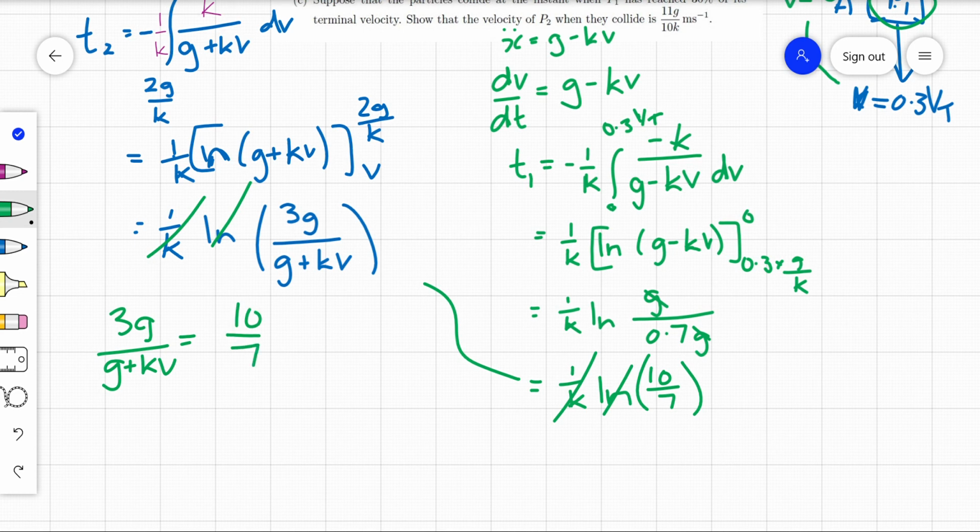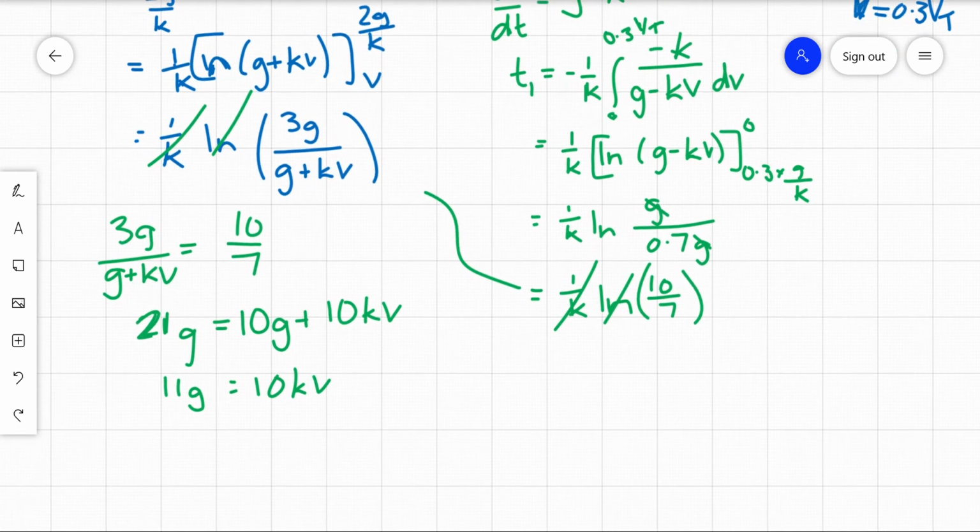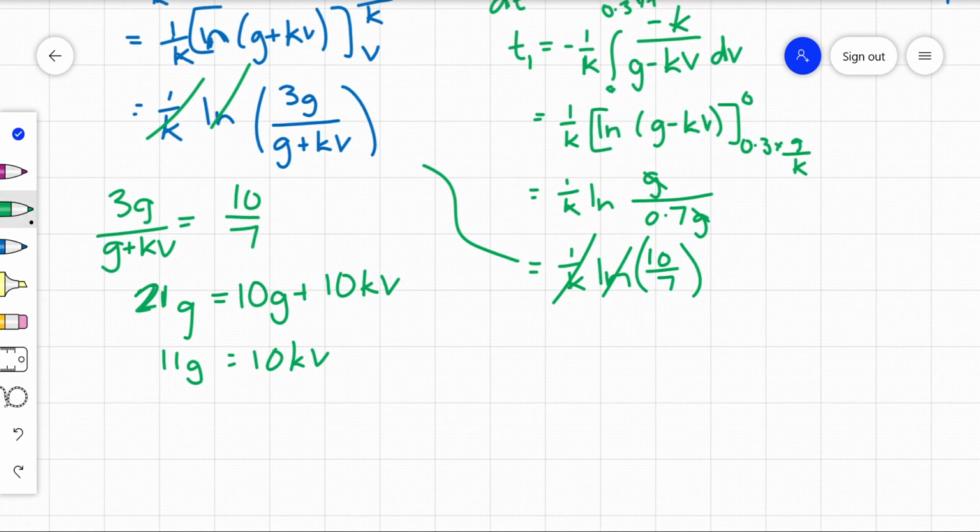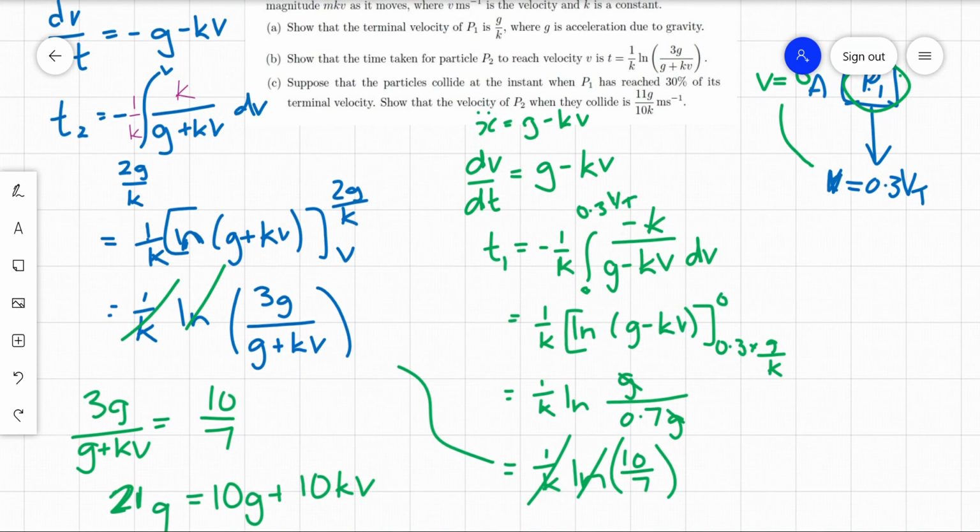So we're going to get 21 g's is 10 g's plus 10 kv's. So we've got 11 g's is 10 kv. Making v the subject, v would be 11g divided by 10k, in meters per second. So that was just making the times equal to each other, and that's what we wanted to show.